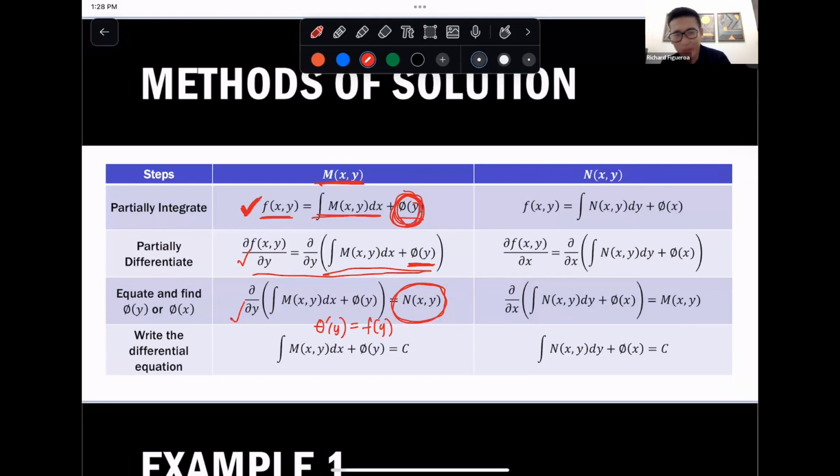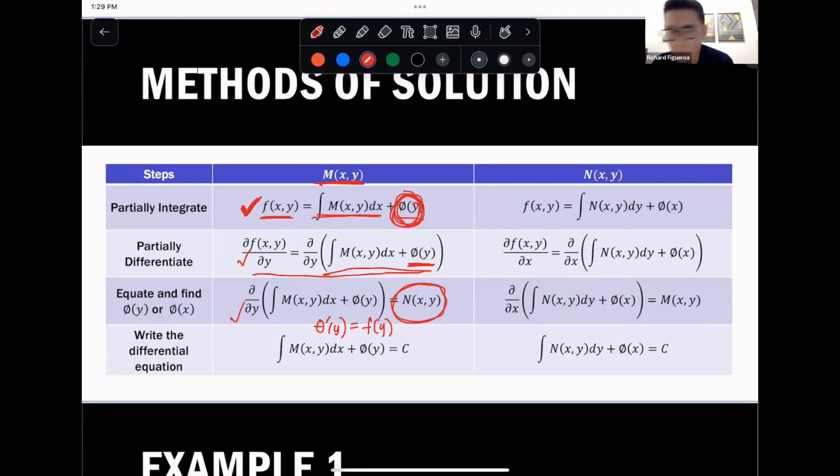Okay, so this is very confusing unless we keep on practicing. So we'll start with partial integration of what function we had chosen. Then afterwards, we partially derive it, and then we equate it. Pag inequate na natin, we get phi of y or phi of x, depending on what we had chosen, and then write the differential equation.